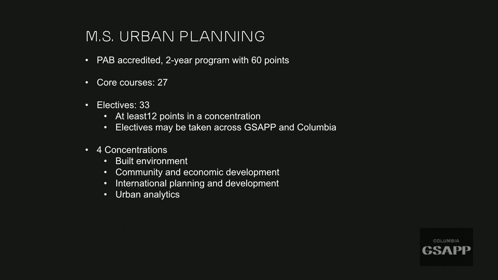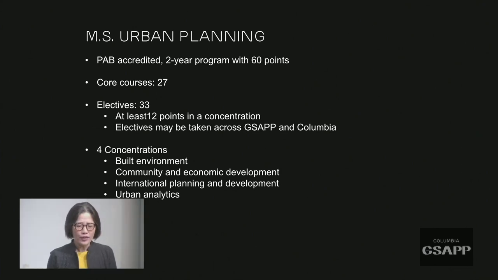It's a 2-year program with 60 points. And we are very glad to say that our curriculum is very flexible in that the required courses are less than half of the credits. And then in the electives, 33 points of them, at least 12 points need to be in the concentration. And then everything else, you can take courses across GSAPP and Columbia.